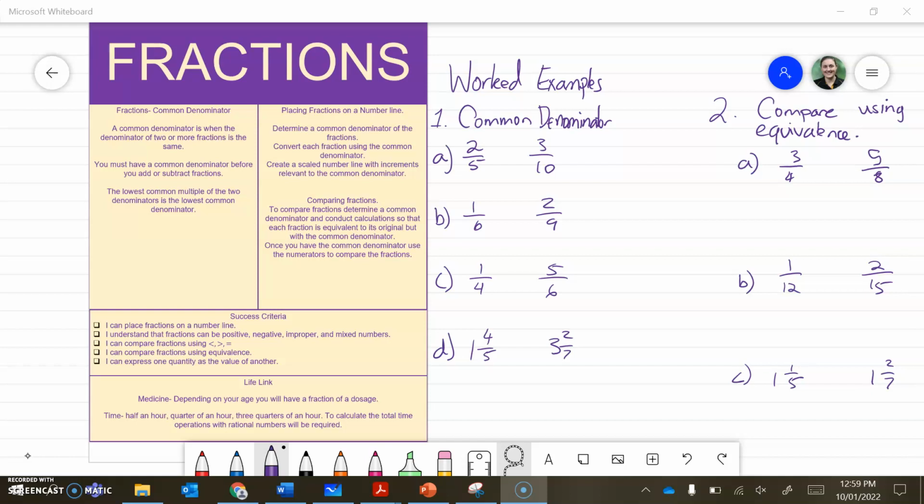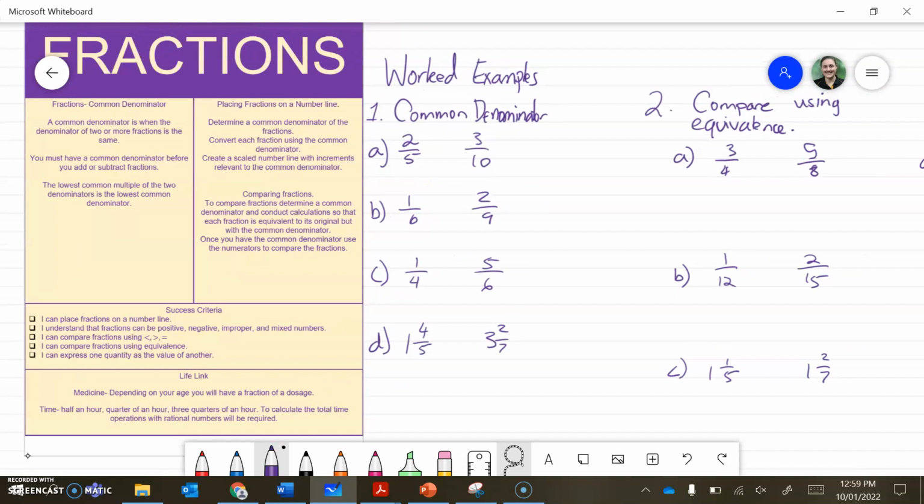Our life link is medicines. Depending on age, you will have a fraction of a dosage. Time also has fractions, so half an hour, quarter of an hour, 3/4 of an hour. And so to calculate the total time, operations with rational numbers will be required.